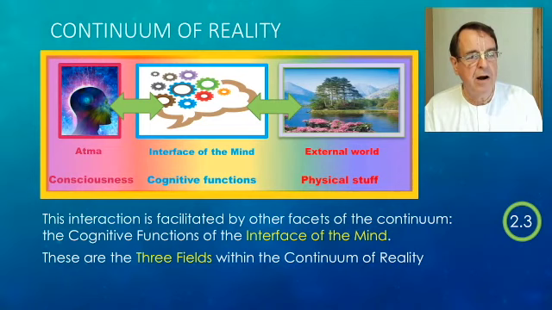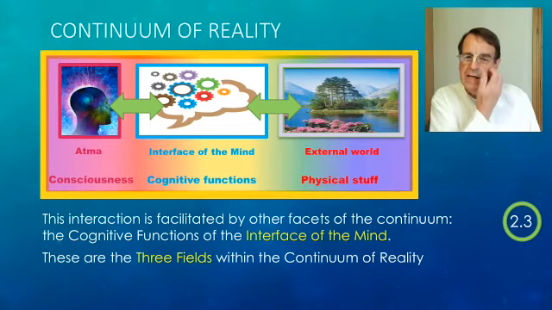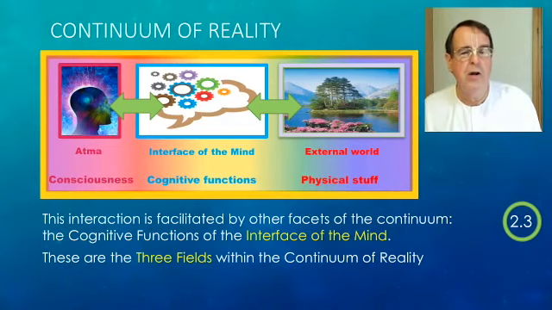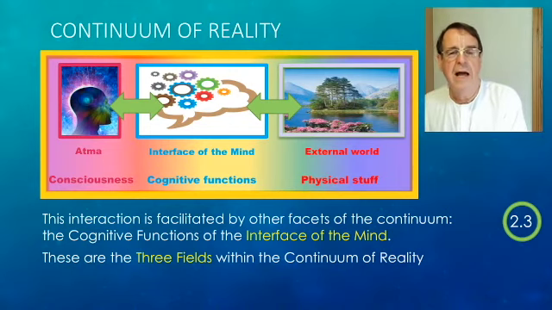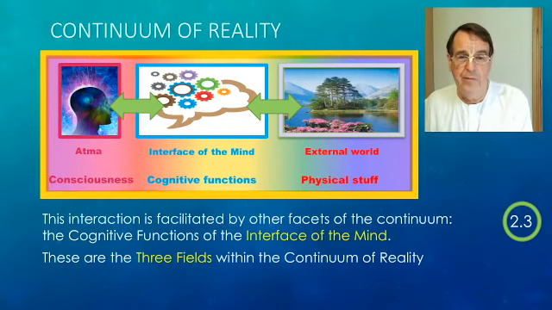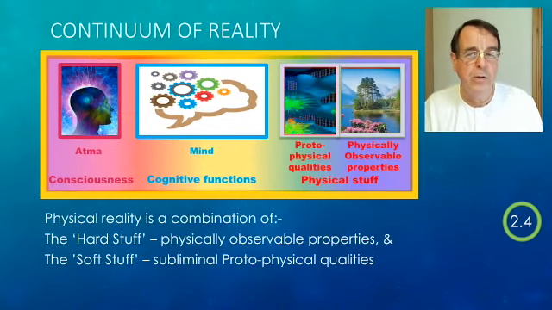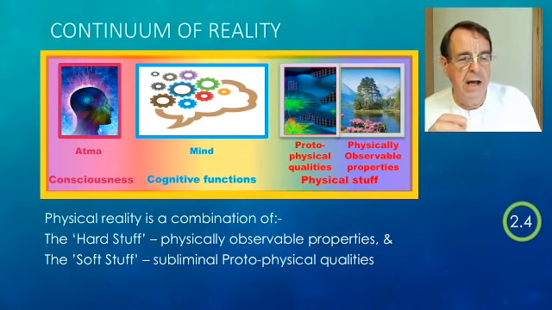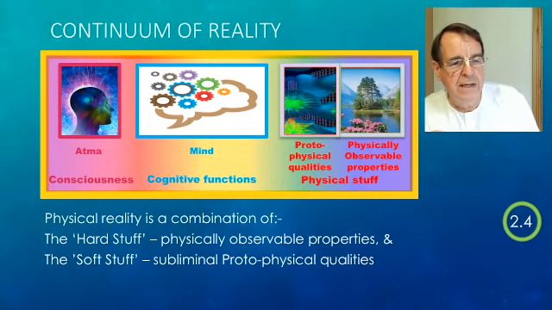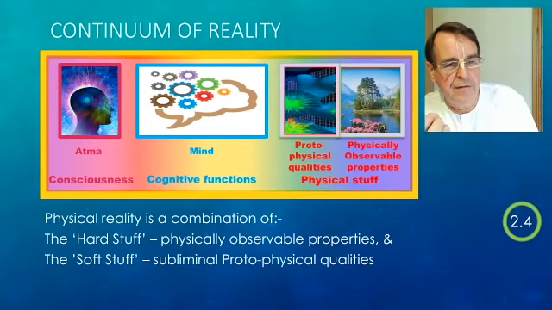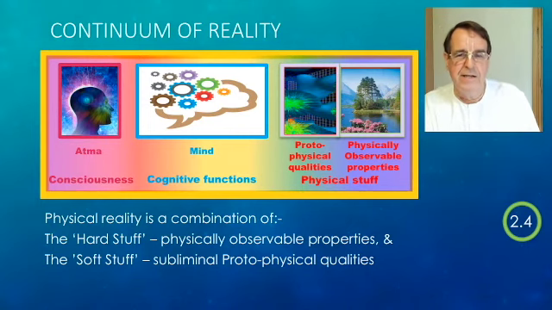So, these are our three facets. Now, the next couple of slides are details which are not crucial for the rest of this talk and may not even be that crucial for the rest of the life aspects. They're helpful, and you can go to talk number 4 if you want to understand how we have broken down physical reality as a combination of what seems to be the hard stuff, the physically observable properties, and a kind of soft stuff, the subliminal proto-physical qualities which manifest it. 2.4 gives that. It's not crucial for the rest of this talk.